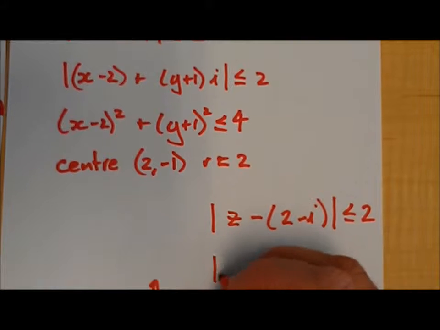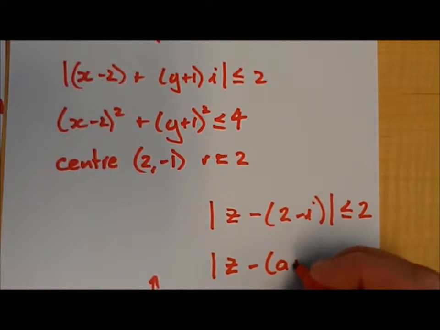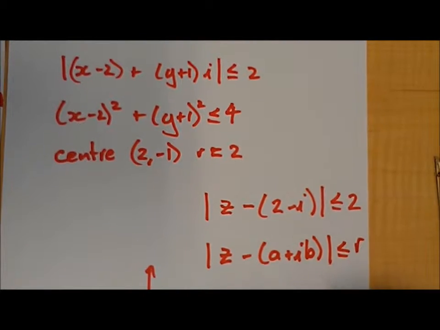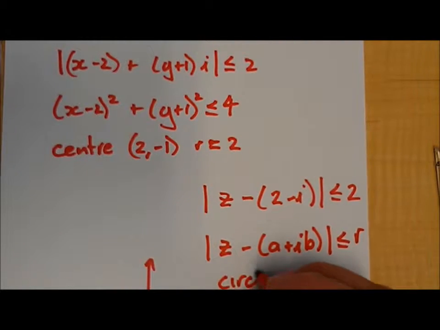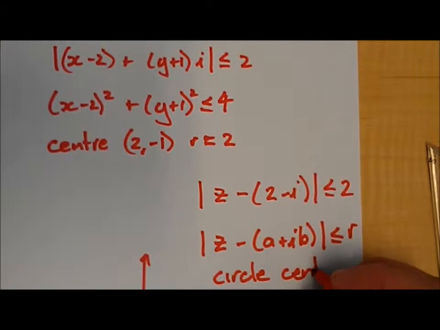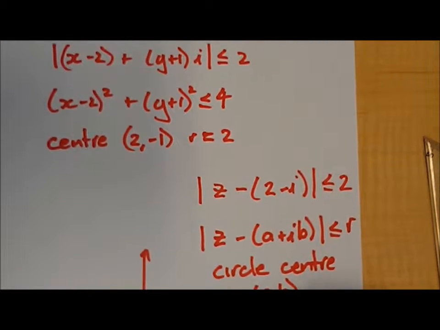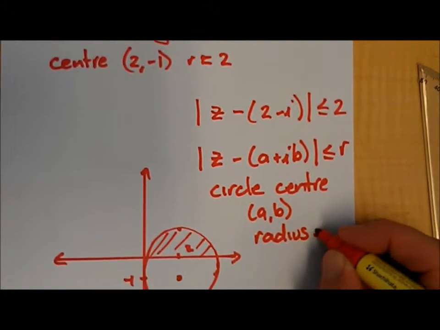So in general, the modulus of z minus (a plus ib) less than or equal to r, that's a circle. Centre is at (a, b) and radius equal to r.